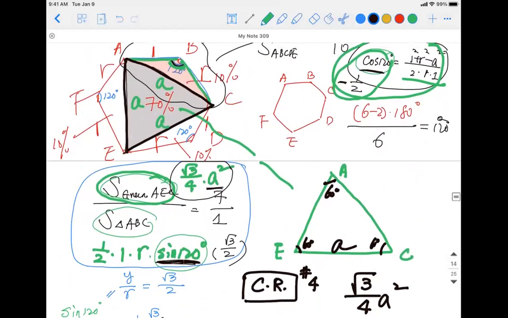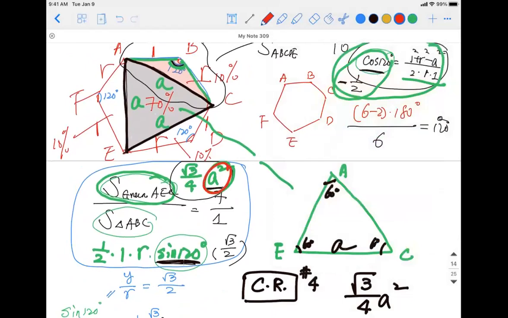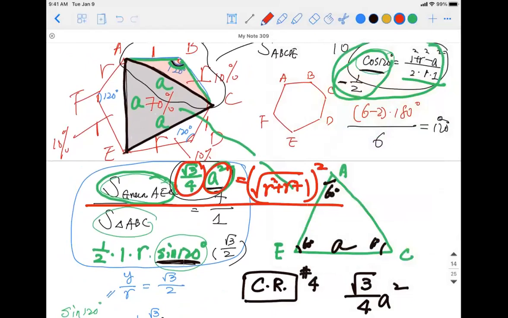Now you're just going to put it here. You replace a, let me change the color maybe to red, using root of r squared plus r plus 1. You want to take a perfect square. This is root 3 over 2 over 1 over 2 times r times 1 times root 3 over 2, and this equals 7 over 1. You have nothing but a quadratic equation with only one variable, r, so it's easy to determine the value for r.